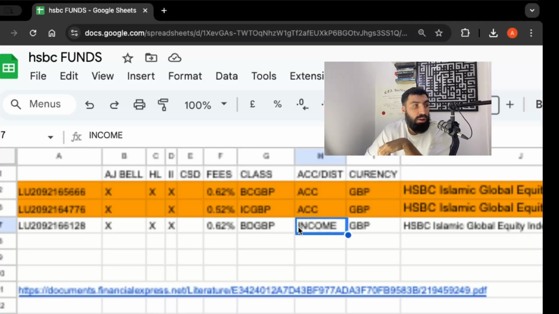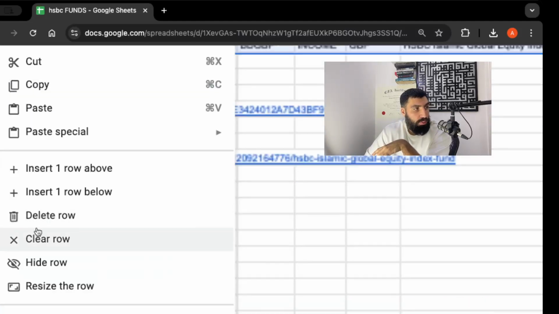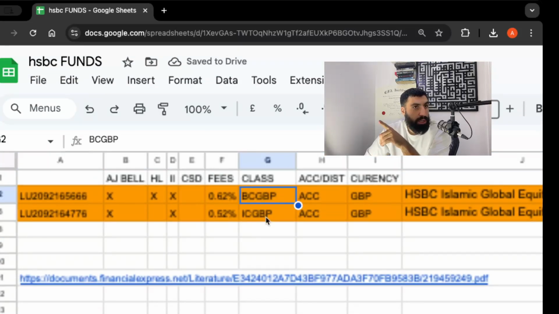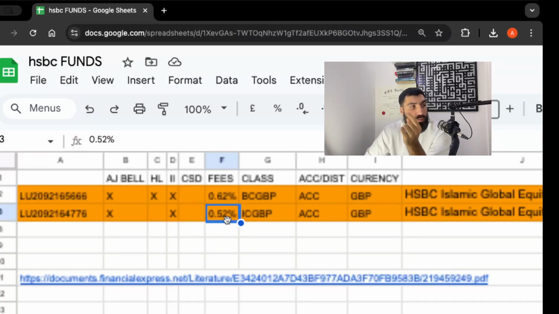So now if you want the income one, this is the one to go for: BDGBP. It's available on AJ Bell, it's available on Hargreaves Lansdown, and it's available on Interactive Investor, and it might be available on some other brokers too. Now, if you didn't want income and you wanted the accumulation one, which I imagine most people would want, you are now left with 2 choices, the BCGBP and the ICGBP. For those of you who are keen-eyed, you might see in the fee section, one of them has fees of 0.62% and one of them has fees of 0.52%. So naturally, you want to go for the one with 0.52% fees, the one with lower fees, so long as it's exactly the same for you as investing in the one with higher fees.